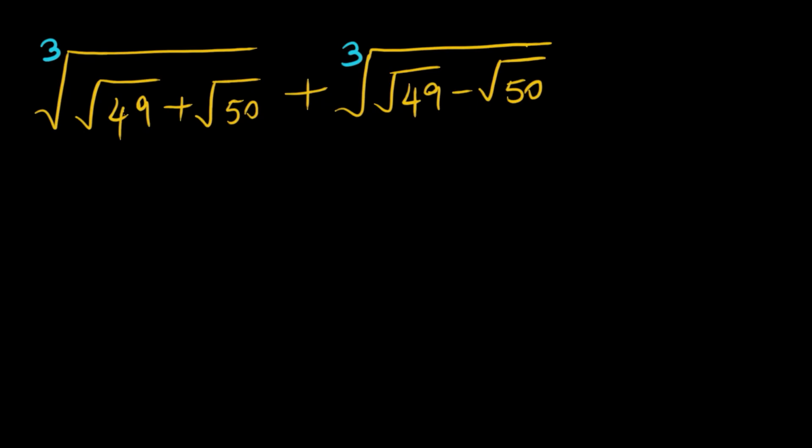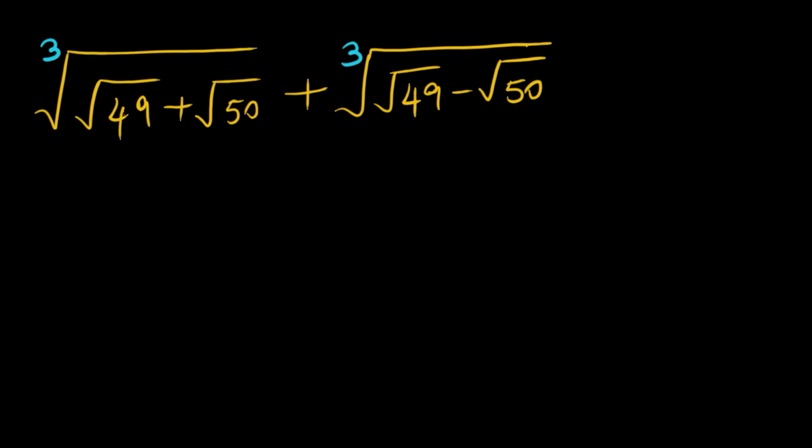We have a challenging radical expression to be simplified. The cube root of root 49 plus root 50 plus the cube root of root 49 minus root 50 is our question. And now we will use the binomial expression for cubes.